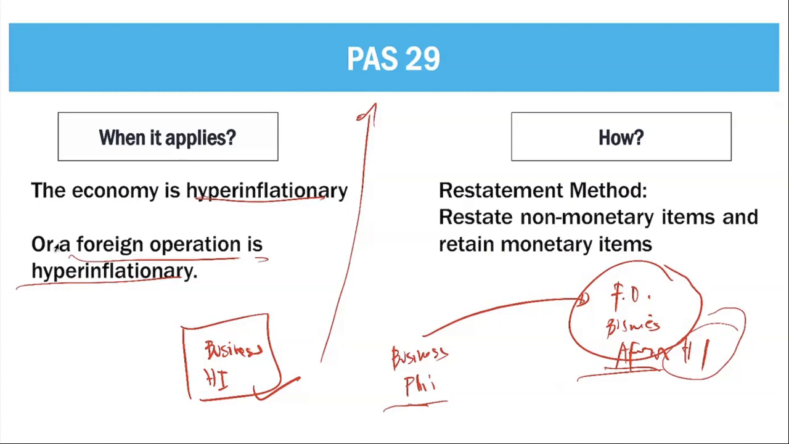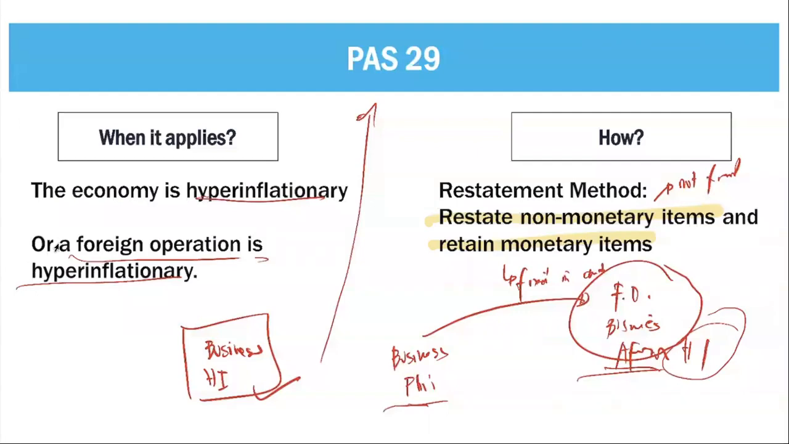So how do we apply it? We use the restatement method. When do we restate? We restate your non-monetary assets. All non-monetary items should be restated, but you retain monetary items. What are non-monetary items again? Non-monetary items are items which are not fixed in amount, while monetary items are fixed in amount. Okay?